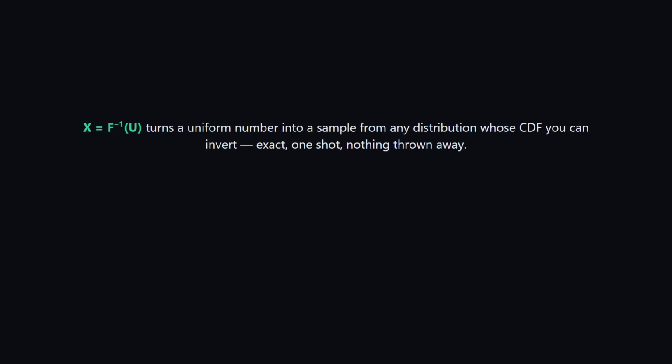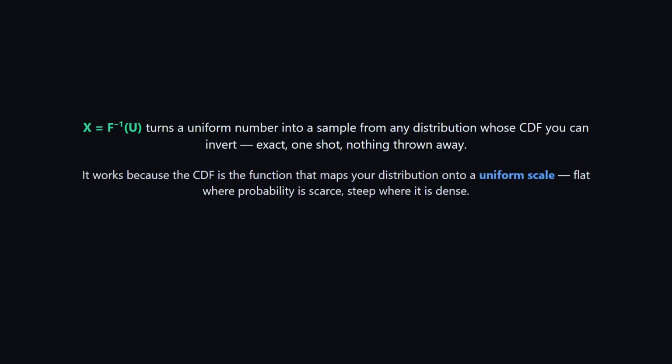Inverse transform sampling. X equals F inverse of U turns a uniform number into a sample from any distribution whose CDF you can invert. Exact, one shot, and it never throws a sample away. It works because the CDF is precisely the function that maps your distribution onto a uniform scale, flat where probability is scarce, steep where it is dense.